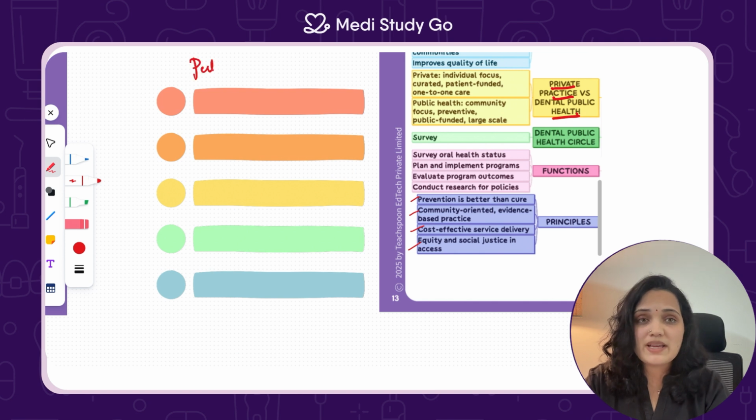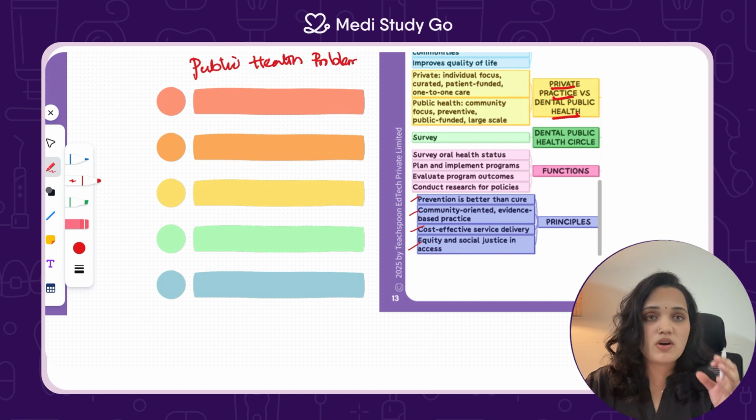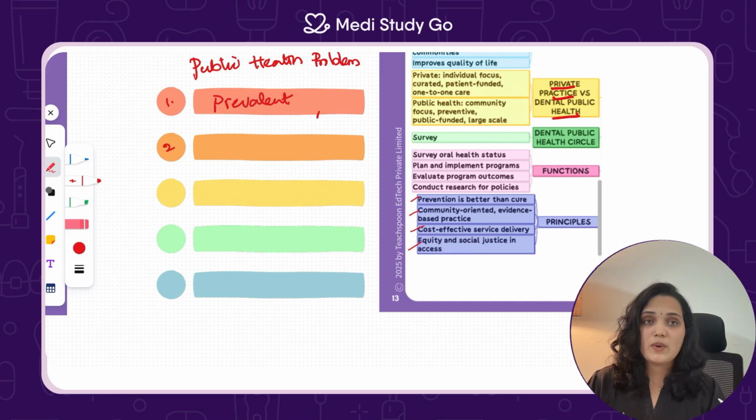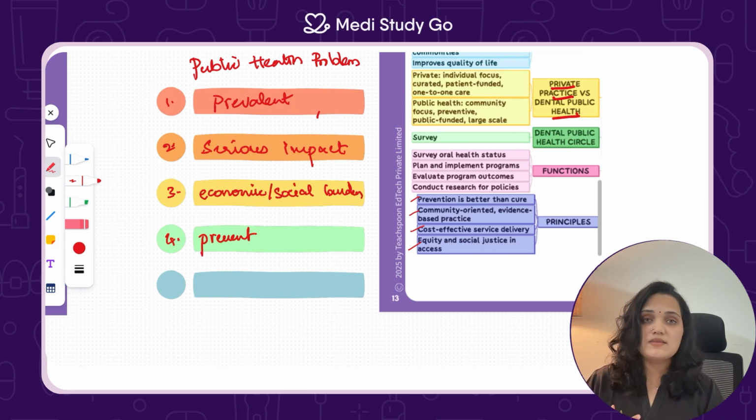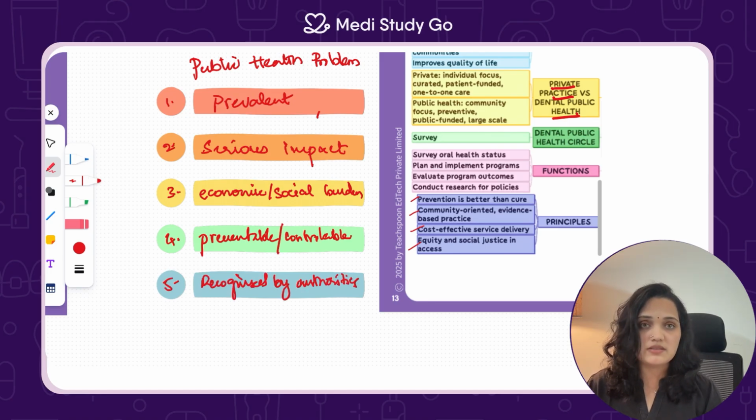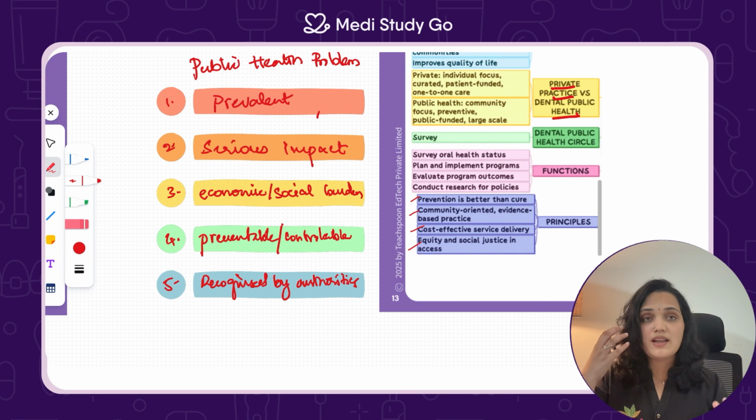Now, what makes a public health problem? There are some conditions for any problem to become a public health problem. When does that happen? Firstly, when the problem is prevalent. Next, when it has some serious impact on the society. Or when it causes economic and social burden. When the disease is preventable or controllable. And when it's recognized by the authorities. When all these things align, then a problem becomes a public health problem.